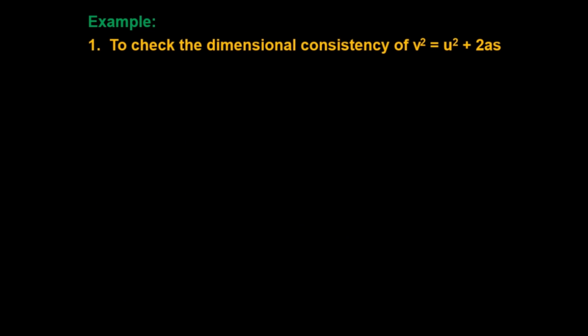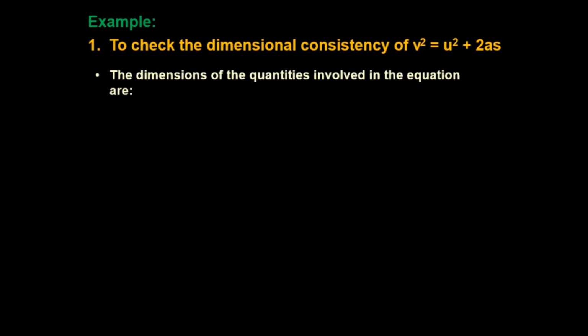For example, to check the dimensional consistency of v square equals u square plus 2as, the dimensions of the quantities involved in the equation are: u, the initial velocity, dimensional formula M^0 L T^-1, and for final velocity also the same. For acceleration, M^0 L T^-2, and displacement is M^0 L T^0.